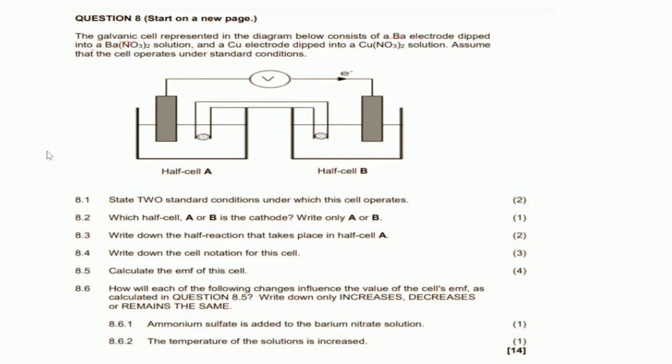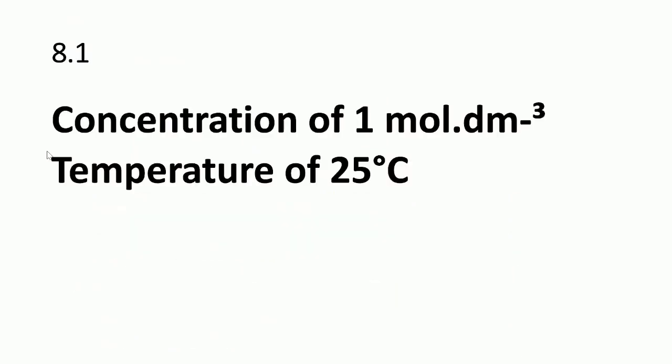We already know the standard conditions: a concentration of 1 mole per dm cubed and a temperature of 25 degrees Celsius. Or you can write 25 degrees Celsius in kelvins, which is 298 kelvins. You simply add 273 to 25. Or you can just leave it at a temperature of 25 degrees Celsius, which is sometimes known as room temperature.